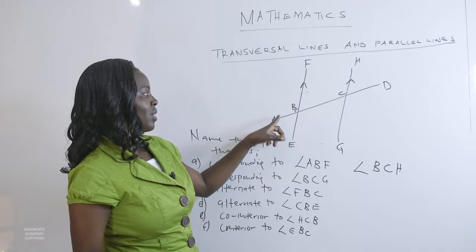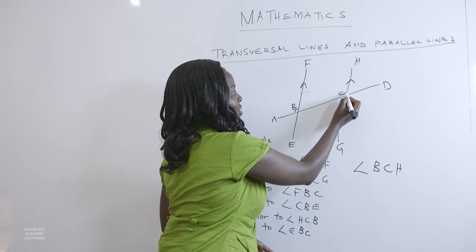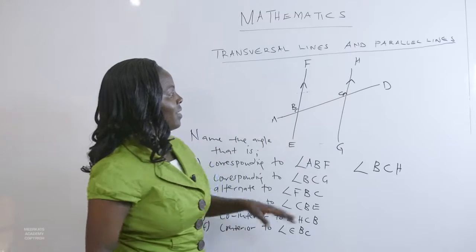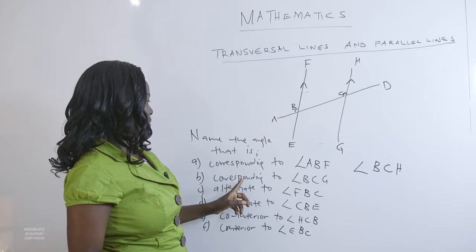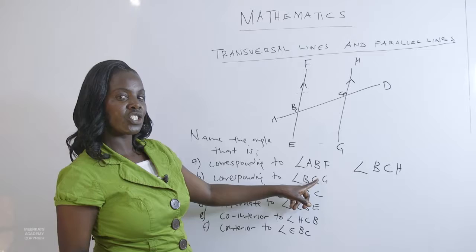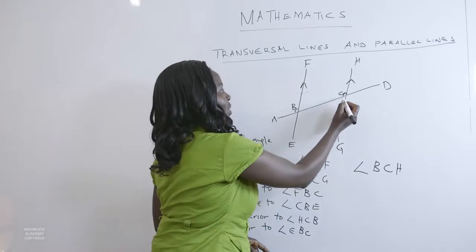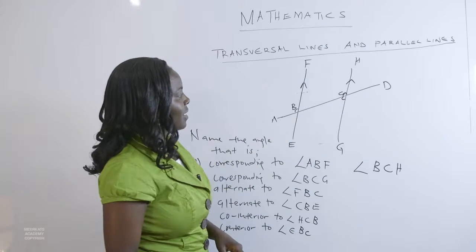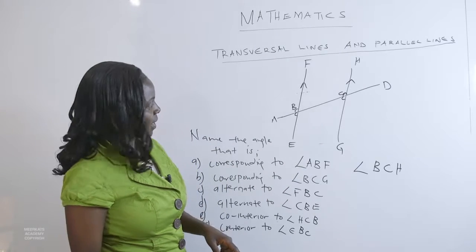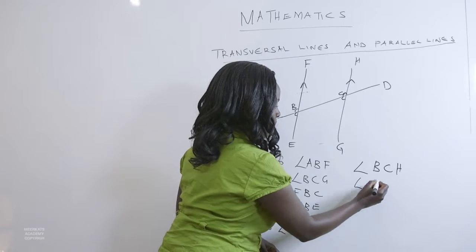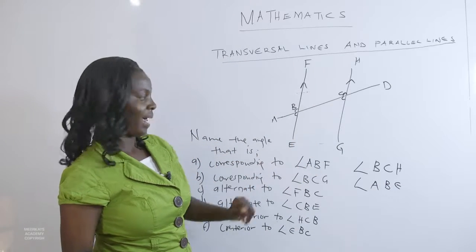The angle that is corresponding to angle ABF is angle BCH. We are talking about this angle here, on the same side of the transversal. Then which angle is corresponding to angle BCG? Angle BCG, this angle here. You realize that it is angle ABE, on the same side of the transversal line.